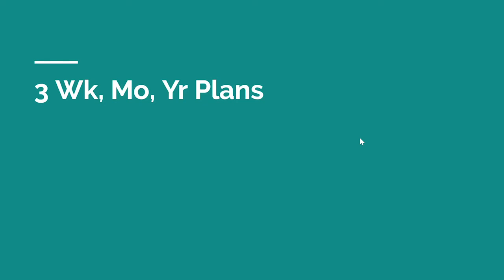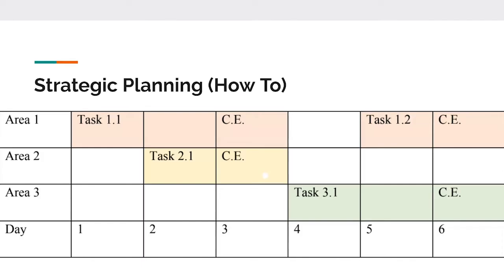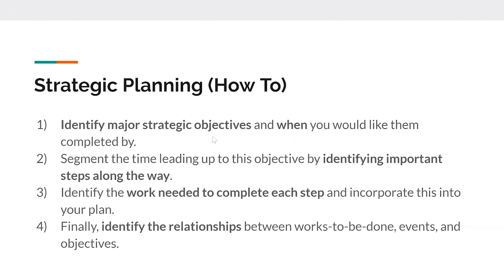So I wanted to talk briefly about the 3-week, month, and year plans. This isn't explained super well in the competition packet, and that's on purpose, because I want to reward you all for coming here. So what I mean by these 3-week, month, and year plans, we talked about in the strategic planning method that I've given to you. There's this component of when you would like to complete things by.